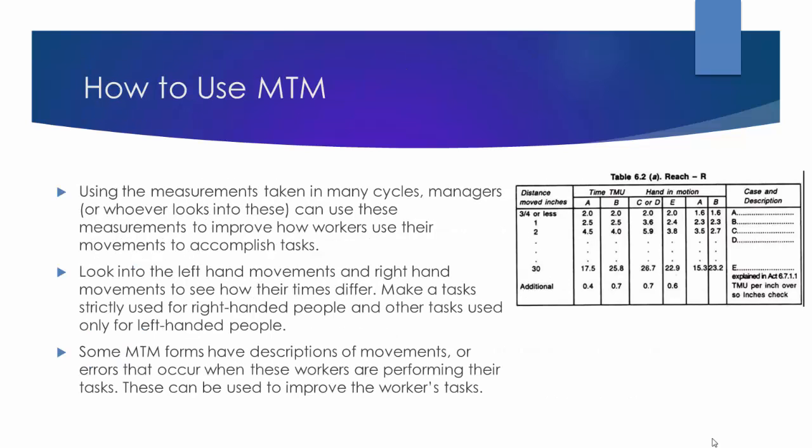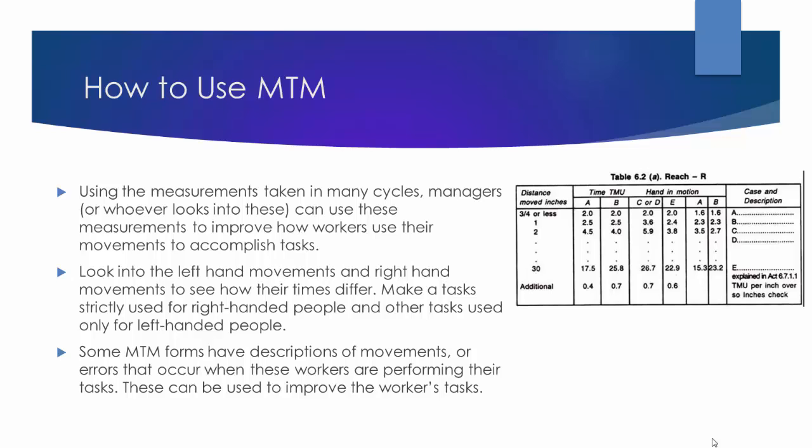So how can we use MTMs? Using the measurements taken in many cycles, these observers can use these measurements to improve how workers use their movements to accomplish tasks. You can look into the left-hand movements versus the right-hand movements to see how their times differ. For example, you can make tasks strictly used for right-handed people and other tasks used only for left-handed people.